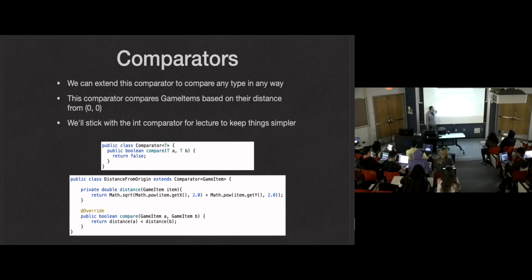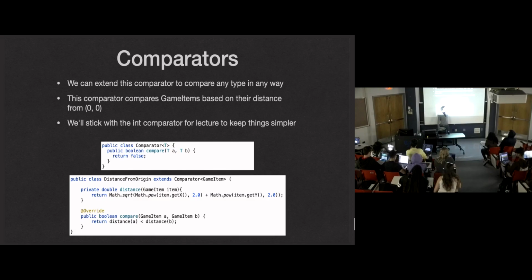If I want to sort game items by their distance from the origin of the game, their distance from 0,0, I'm going to extend comparator of game item, write my compare of two game items, and I can write a helper method. That's something we can do in classes. I'm going to write an extra method that's going to help me compute these things. And that's going to compute the distance of a game item from the origin.